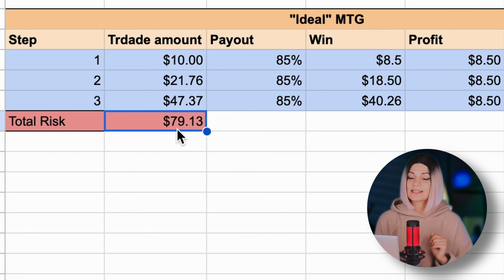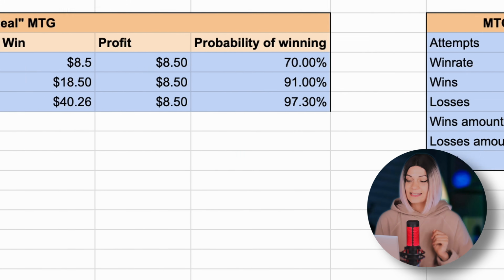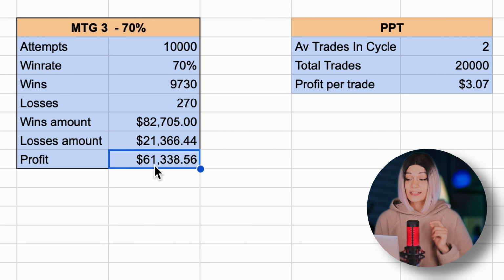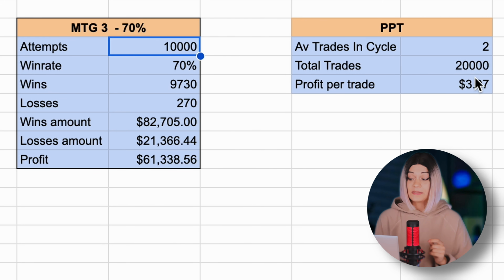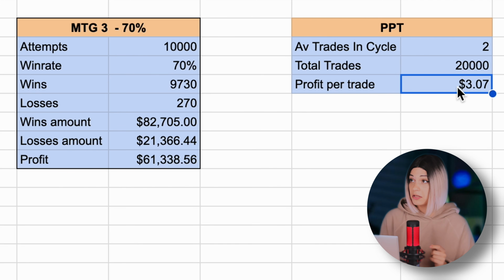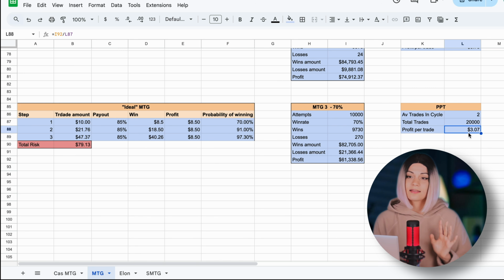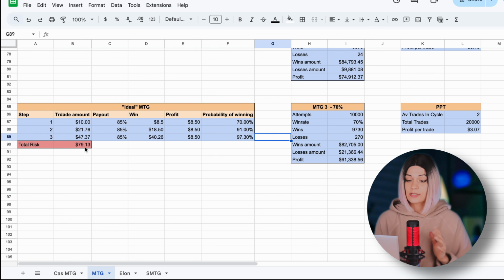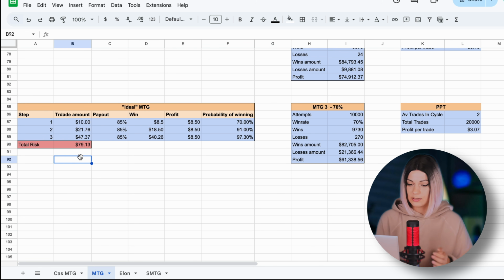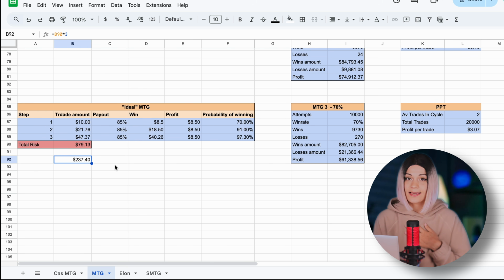Total risk is going to be $79, potential profit $61,000 for 10,000 cycles, and PPT is going to be $3, which is good. And I think this is the best choice with the psychological aspect included. And the capital that you start with should be such that you can lose 3 times. So this is going to be the capital that you start with, $237. And I think this is the best way and the best choice.